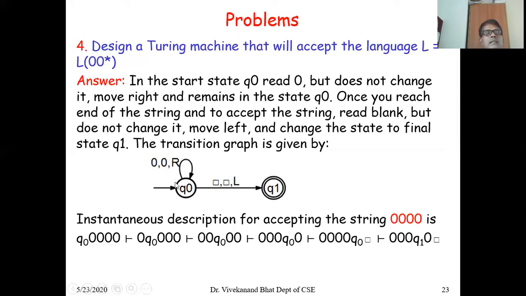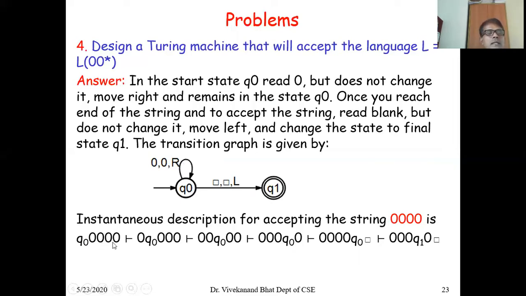In this transition graph, Q0 is the starting state and Q1 is the final state. In Q0, it will read 0 and write 0 and move right. Once you come to the end of the string, it will replace blank by blank and move left. Then it will enter the final state Q1.